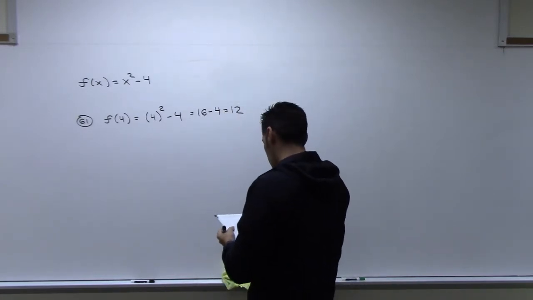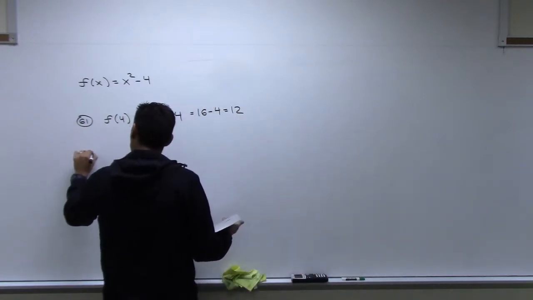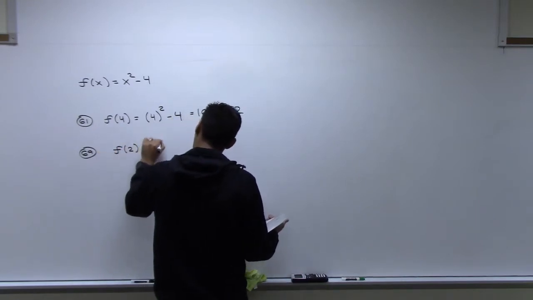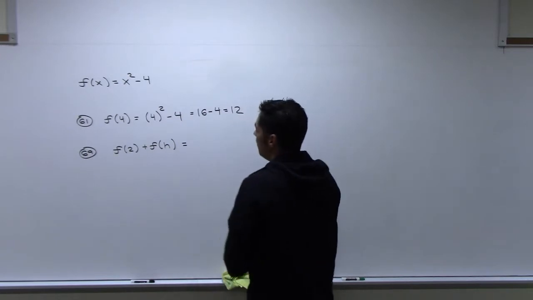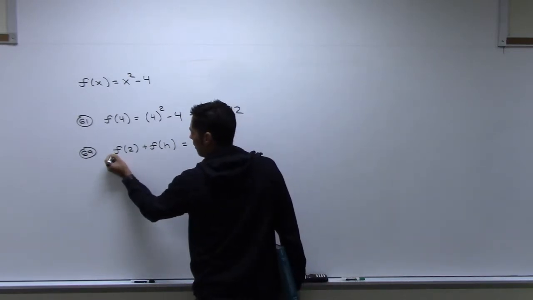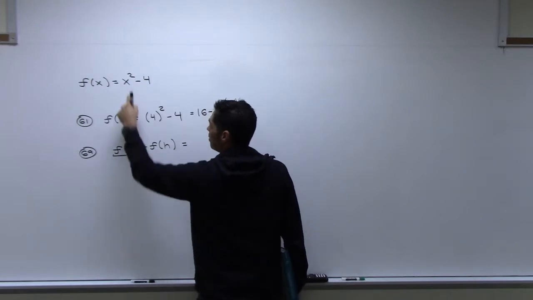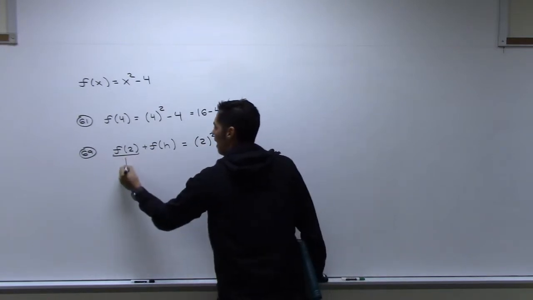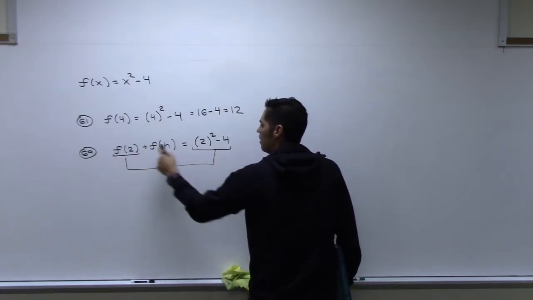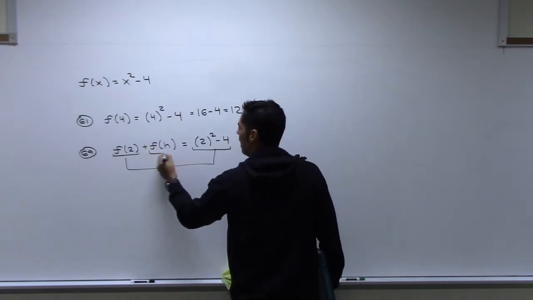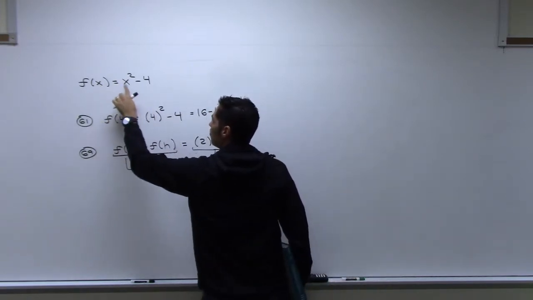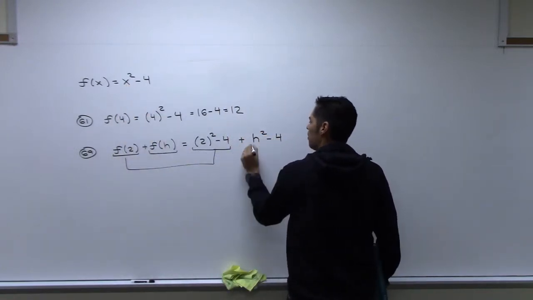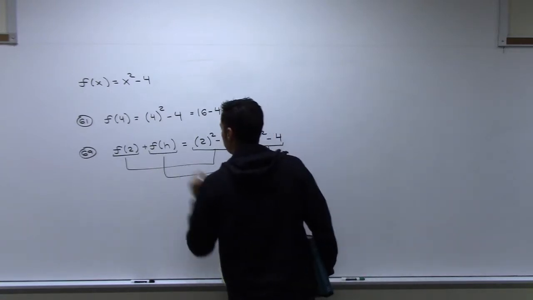Answer's 12. Now for number 69, they want us to evaluate f of 2 plus f of h. Well, these are two separate things we have to do. First, we have to plug 2 into the function. So let's plug 2 into here. We would get 2 squared minus 4. Then plus, now we need f of h. That means we replace this with h, replace that with h. So what we will get is h squared minus 4.